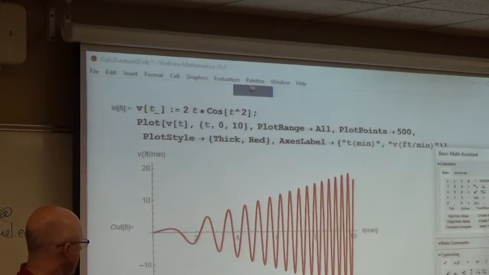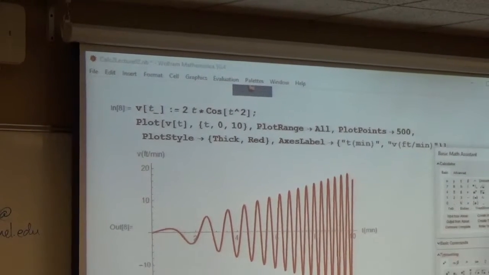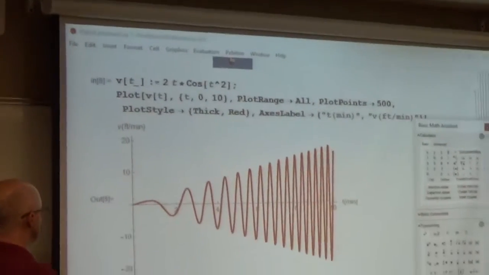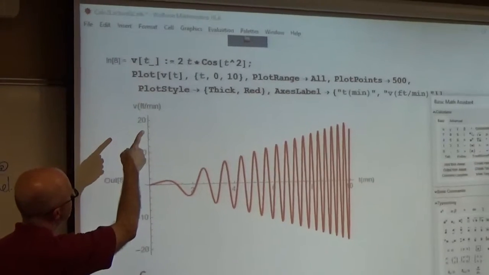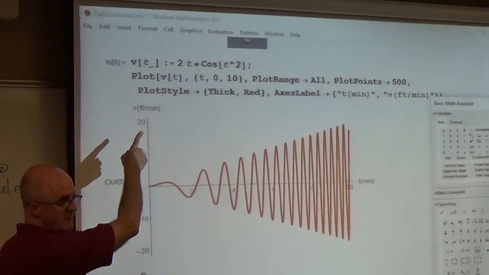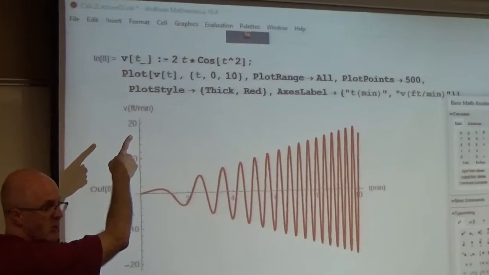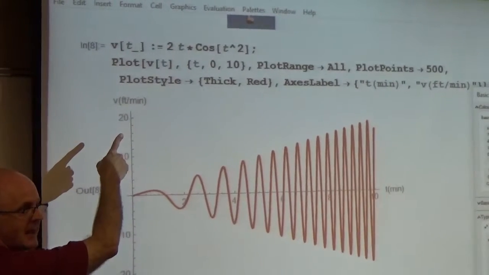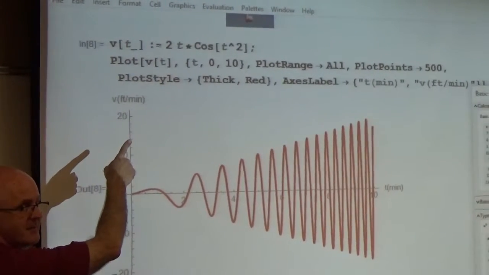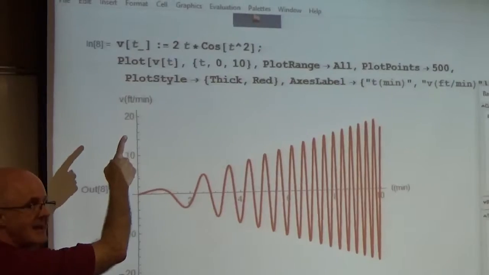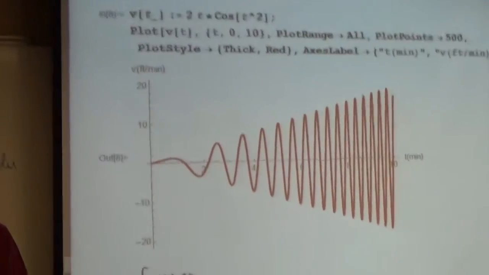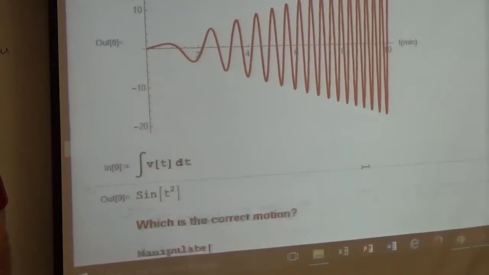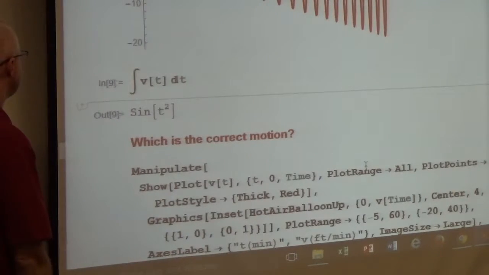I'm pretending this is the velocity of a hot air balloon. What's its indefinite integral? What's a general antiderivative? Let's imagine doing it in our minds here. Again, w equals t squared would mean dw is 2t dt. You'd be integrating cosine w and get sine w plus c. Sine of t squared plus c should be the answer. Is that what Mathematica produces? Actually, no! It forgot the c. Bad Mathematica.